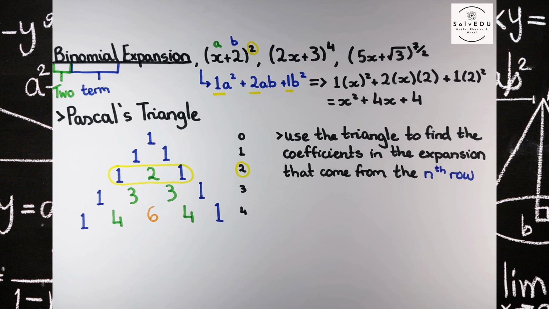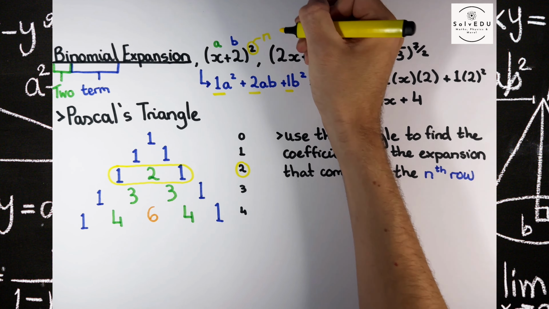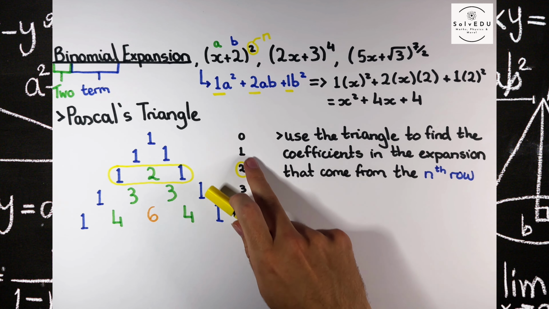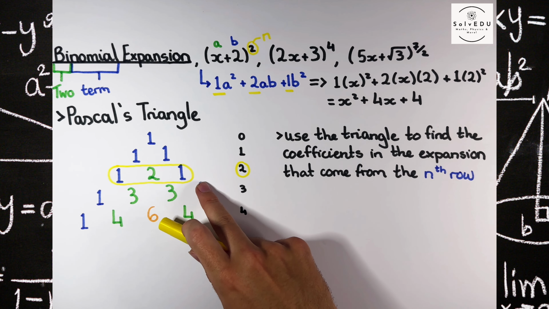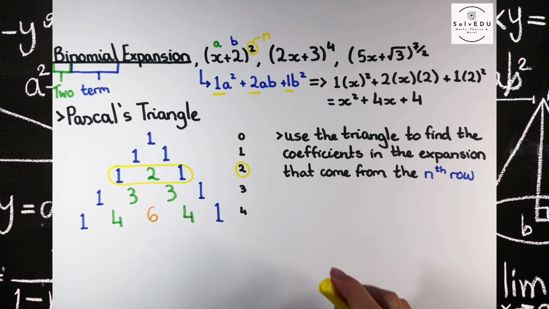And there we have it. We use this triangle to find the coefficients in any expansion that come from the nth row. So we'll say that our power is n, and when we do a binomial expansion, we need to go to that row. So in our case, the squared, we need to go down to the second row here, and that'll show you the coefficients that need to go in front of our binomial.